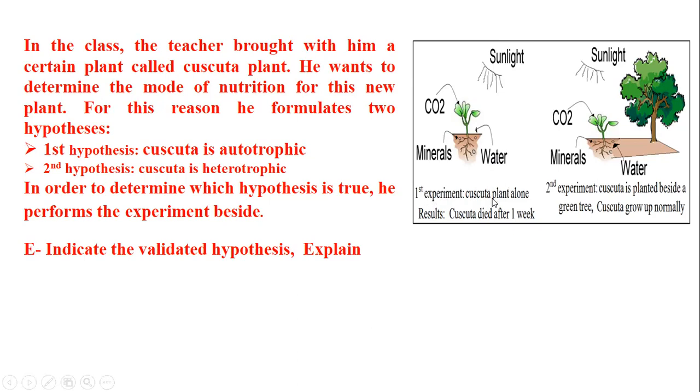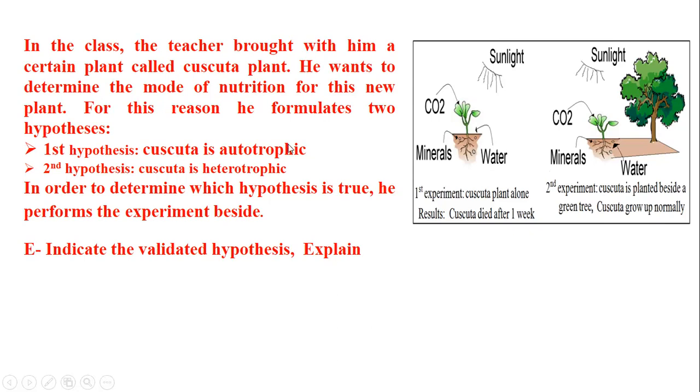In the first experiment, Cascota plant alone. When we plant it alone in the presence of carbon dioxide, mineral salts, and water, the result will be Cascota died after 1 week only, even under sunlight. In the other experiment, this plant is planted beside a green tree, so it grows up normally. Indicate the validated hypothesis and explain.